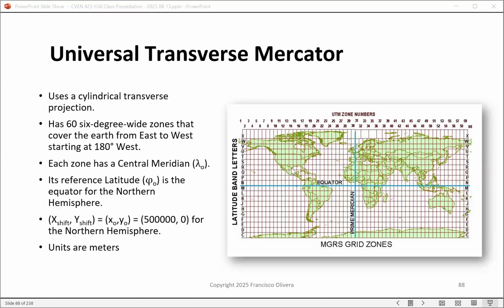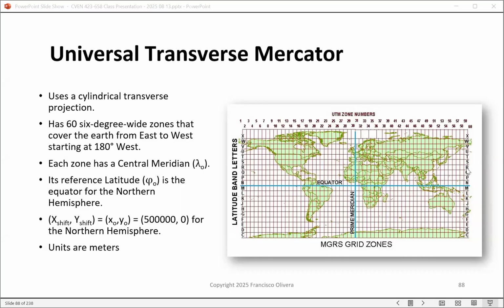Central Texas is going to be zone number 14. By the time we get to what is called the prime meridian, this is going to be zone 30, to the east zone 31, and the last is going to be zone number 60.